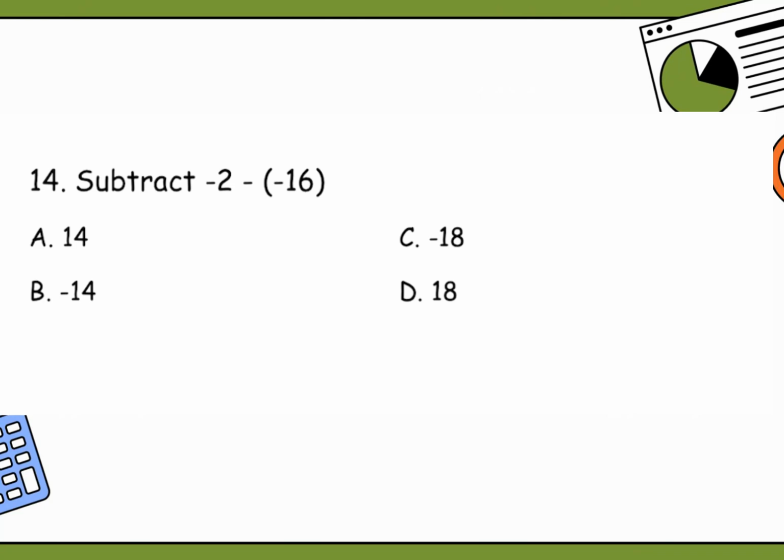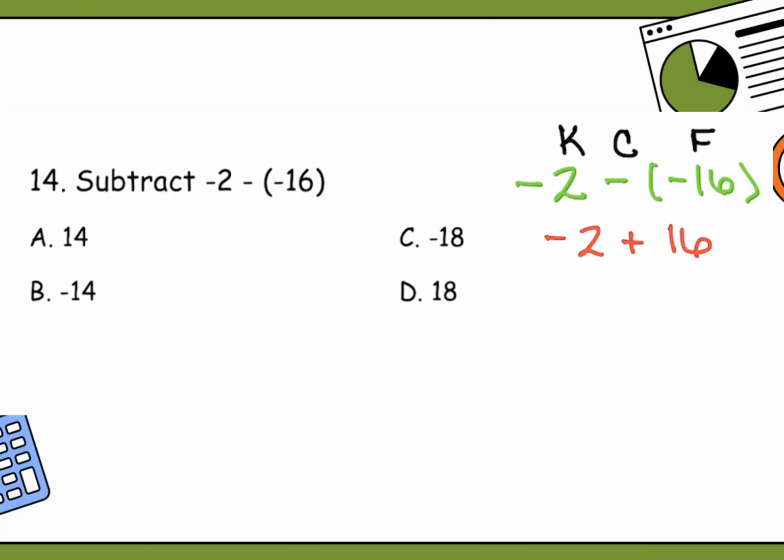Question 14, we want to subtract negative 2 minus a negative 16. So the first thing that we're going to do is change this to an addition problem by using keep, change, flip. We're going to keep that negative 2. We're going to change that subtraction to an addition and flip that negative 16 to a positive 16. Now we have 16 more positives than we do the 2 negatives, so our answer is 14. Letter A is the answer for this problem.